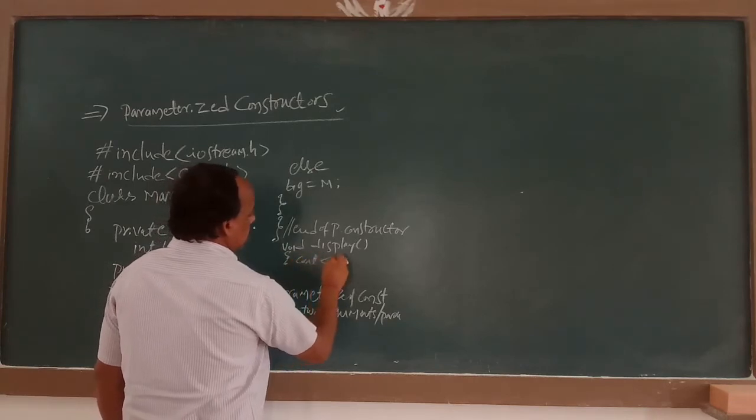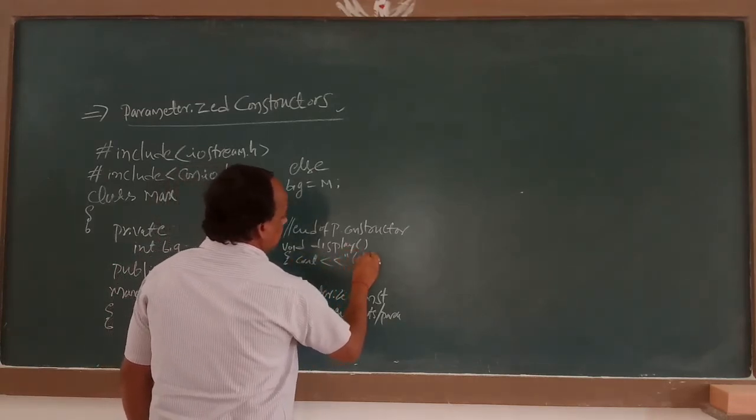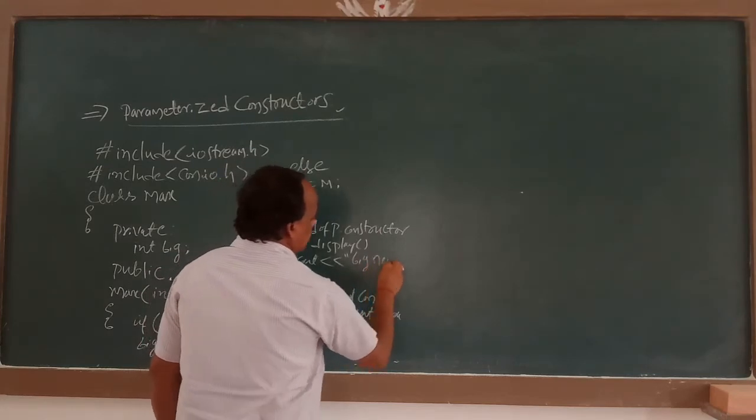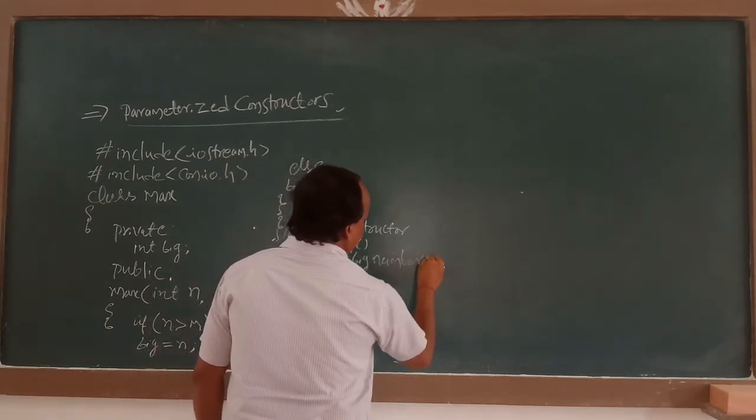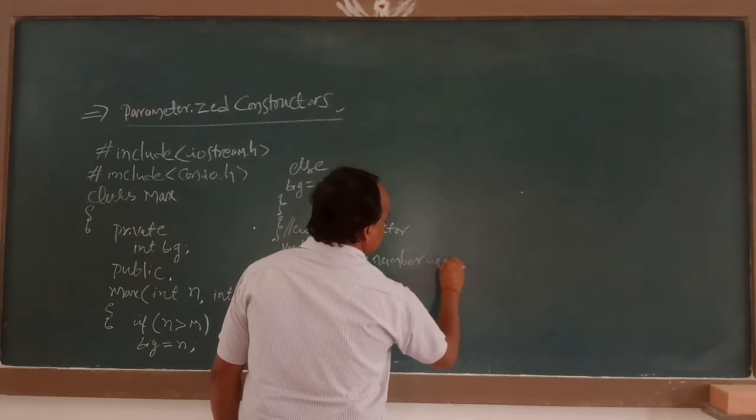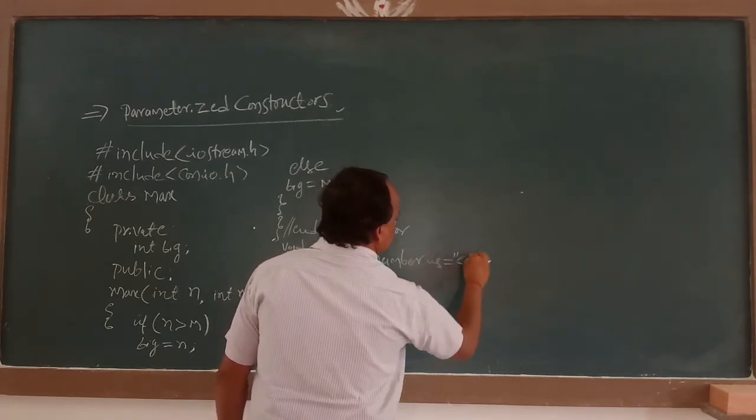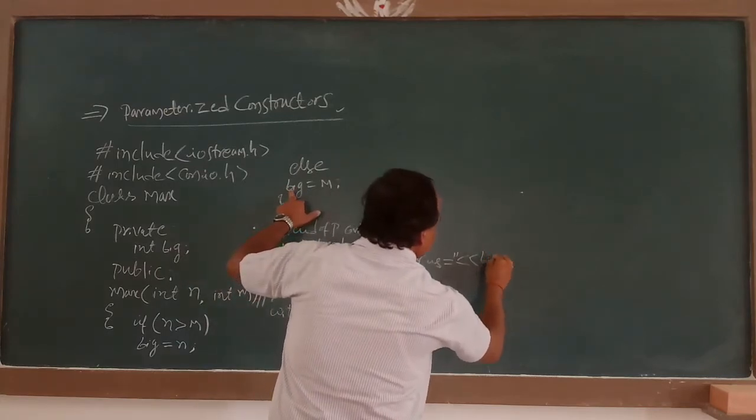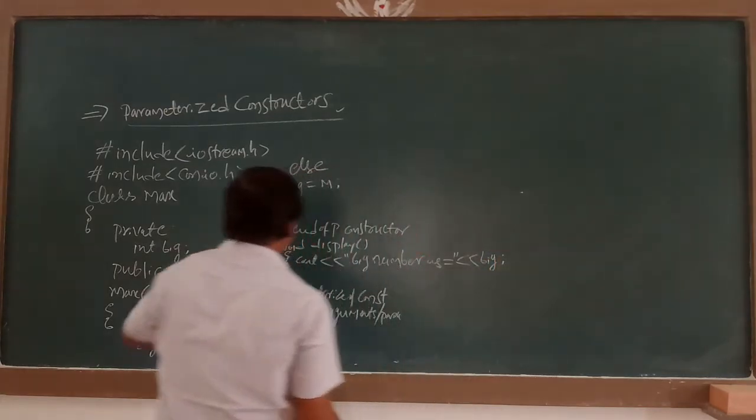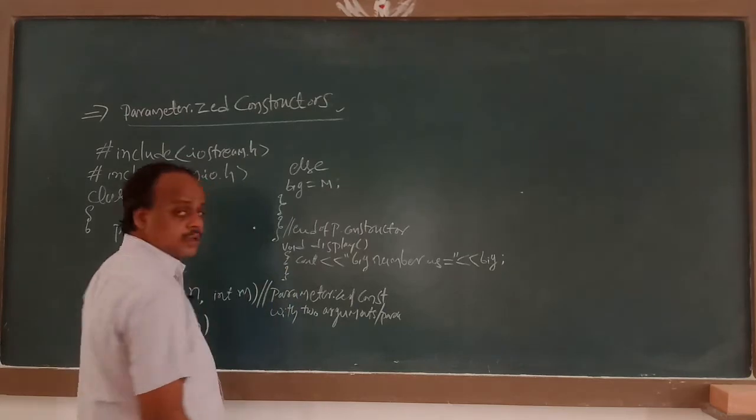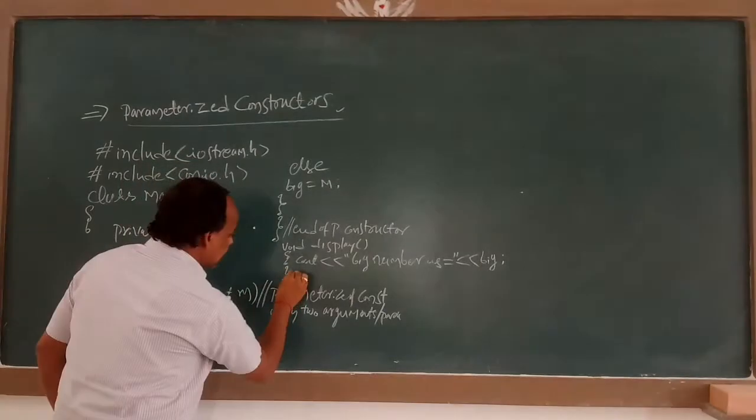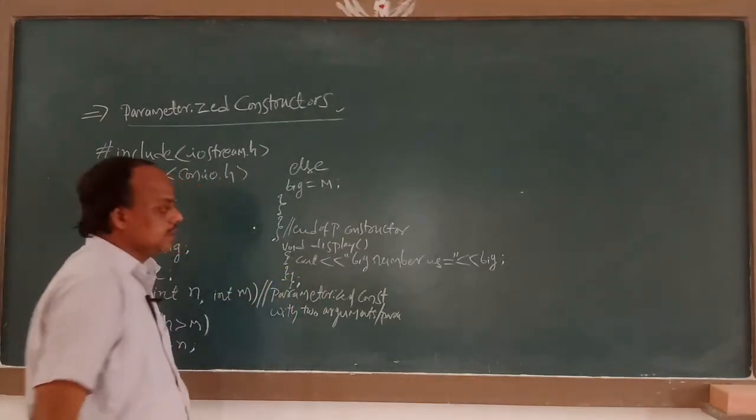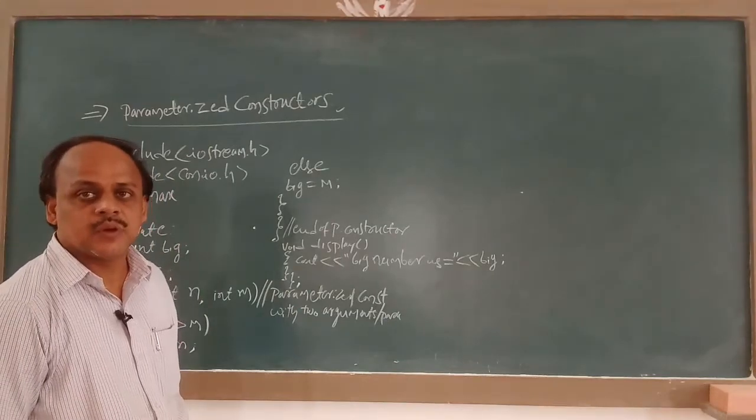cout "big number is equal to", where it is stored in big, right? Big. Close this display function. Afterwards, close this class with a semicolon.